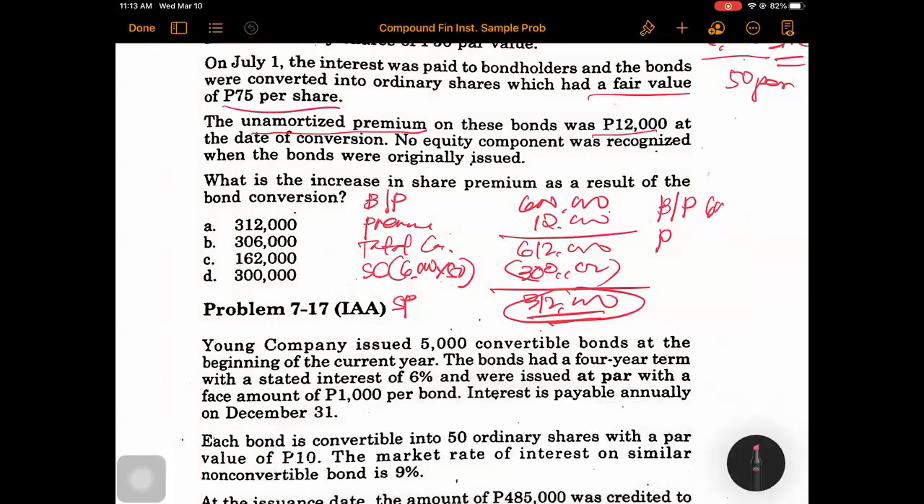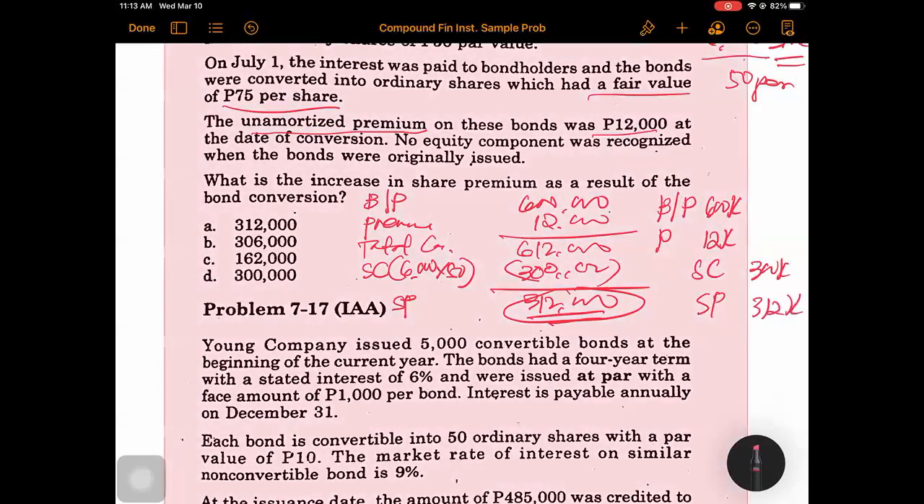This is 600,000. Pila ang premium? 12,000. Share capital, 300,000. Share premium, okay, 312,000. So that's the journal entry, since there's no equity component recognized when the bonds were originally issued. Therefore, pila answer.